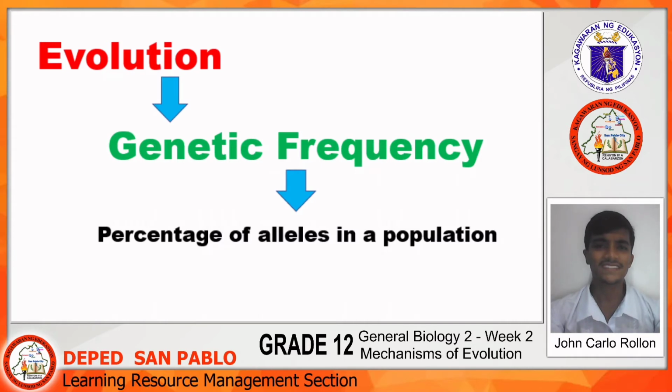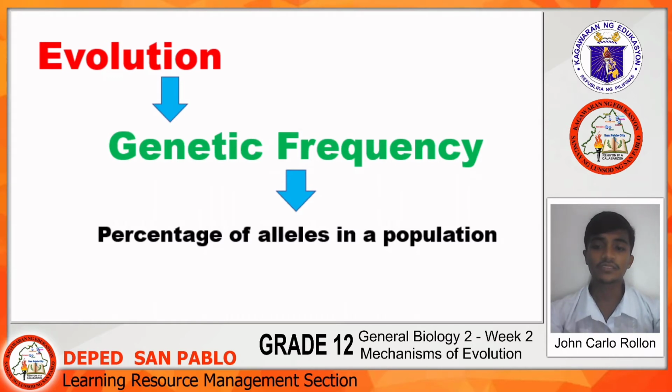So what is evolution? Evolution refers to the change in genetic frequency in a given population, whereas this genetic frequency is the percentage of alleles in a single population. As we know, an allele is defined as any one of two or more genes that may occur alternatively at a given site or locus on a chromosome. These alleles are responsible for variations in a trait.